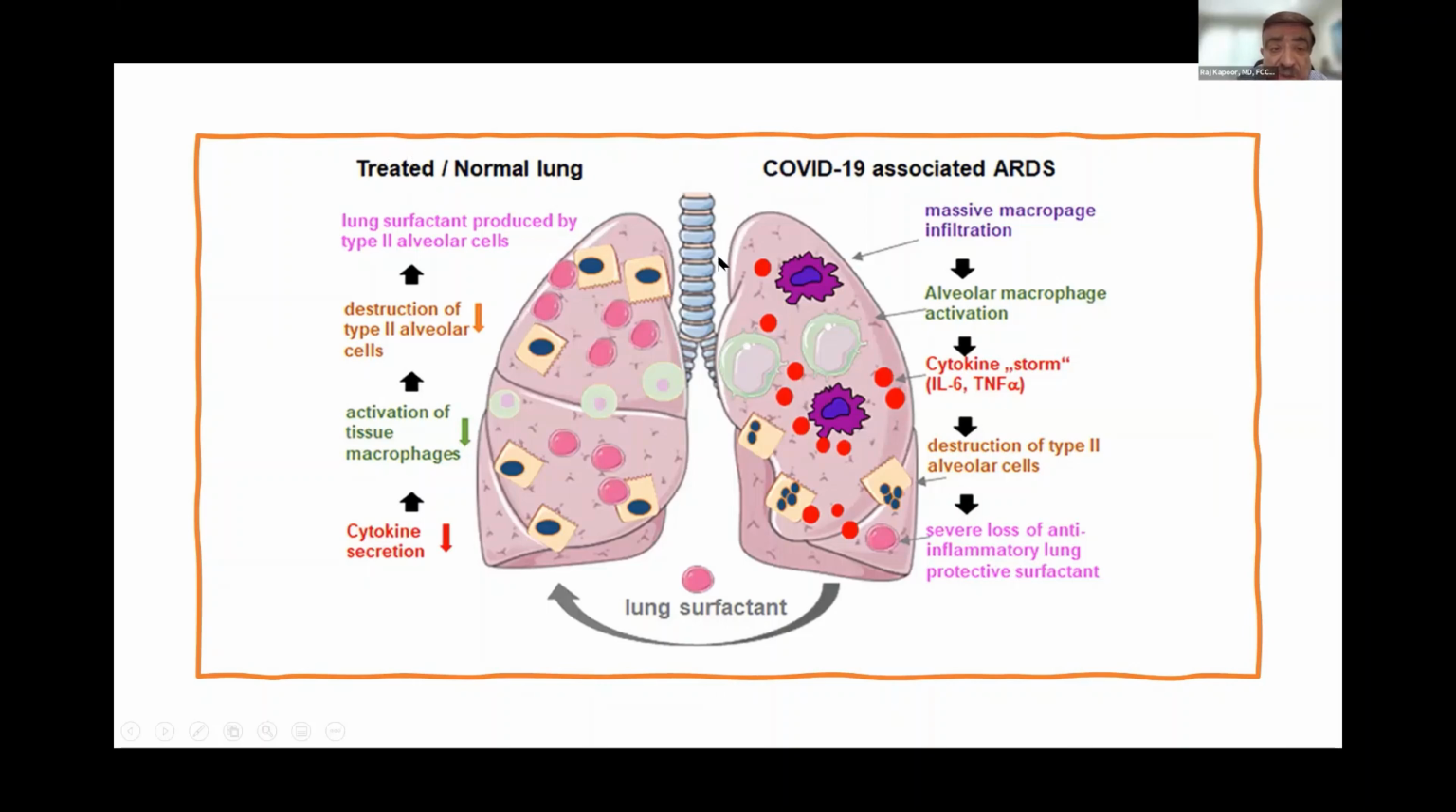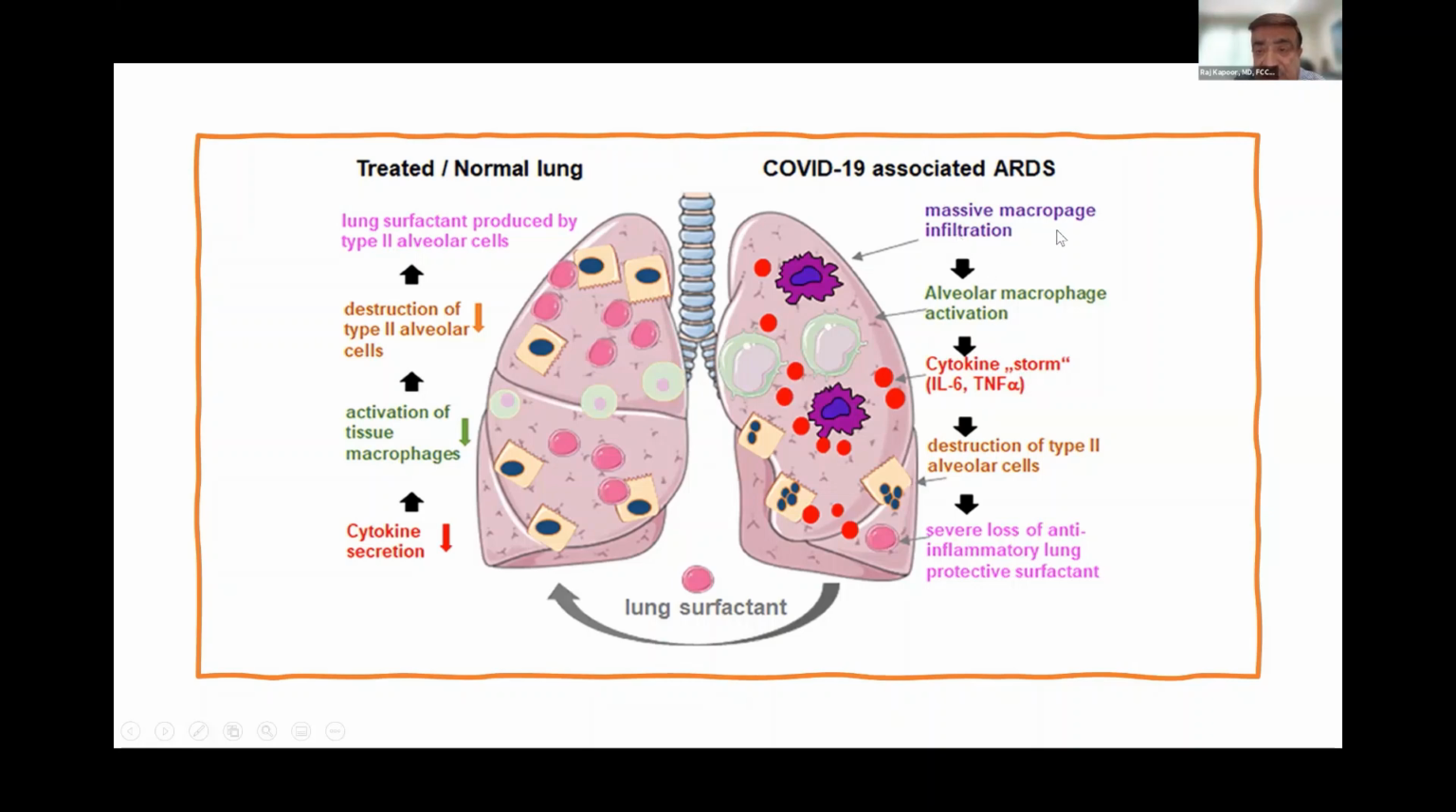So in a normal lung, the lung surfactant is produced by the alveolar cells, and the activation and the cytokine secretion is controlled; this will be a normal phenomenon. Normally, the cytokine secretion is beneficial. This is how you control the inflammation. However, when it exceeds, when the fire is out of the fireplace, that is called the cytokine storm.